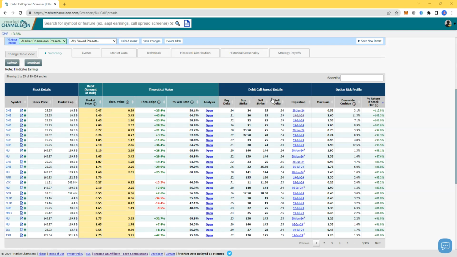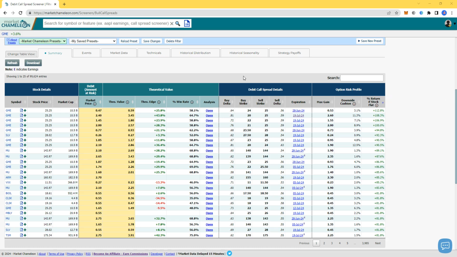Market Chameleon Debit Spread tutorial. This is what we're doing today. Some of you asked for this on our YouTube channel: does this work also on debit spread compared to credit spread? The answer is yes. I'm going to show you a GameStop trade.